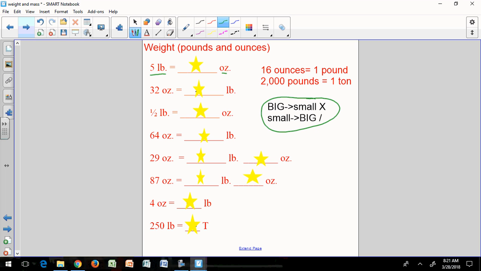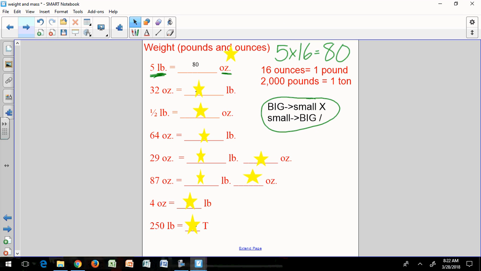So in this one, I'm going from 5 pounds to ounces. That's a big unit, pounds, to a small unit, ounces. So I'm going to multiply. And what would I multiply by? I would multiply by however many ounces are in 1 pound. 16. 5 times 16 equals 80. 80 ounces equals 5 pounds.